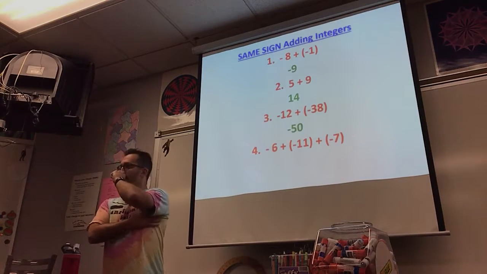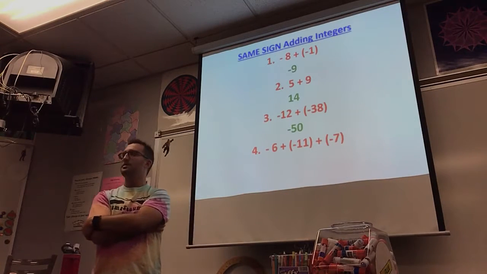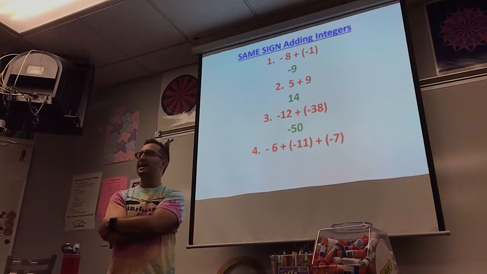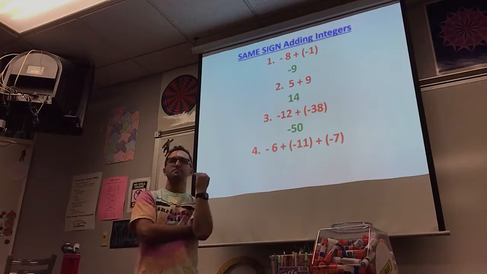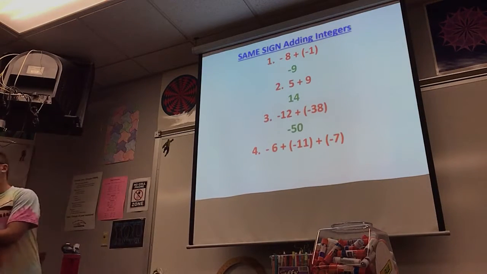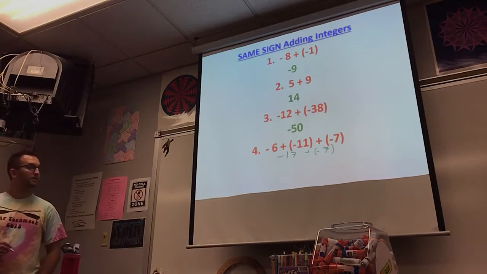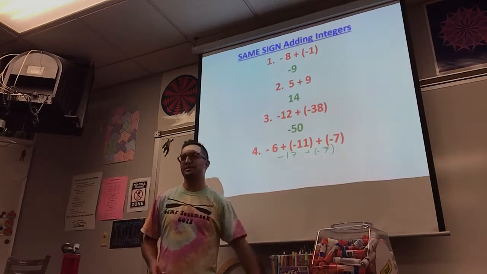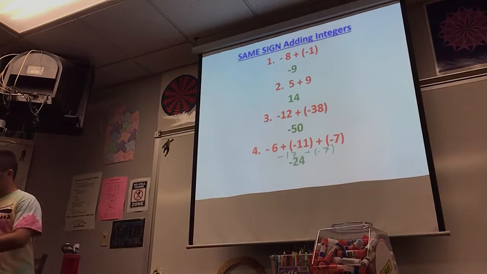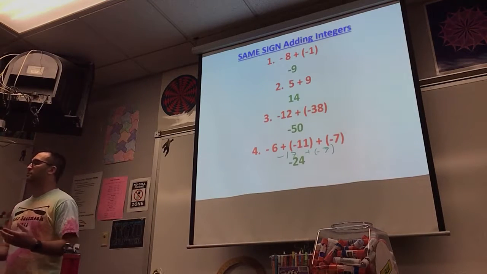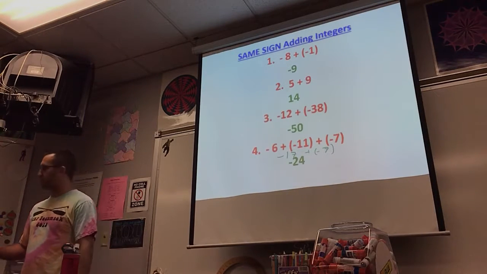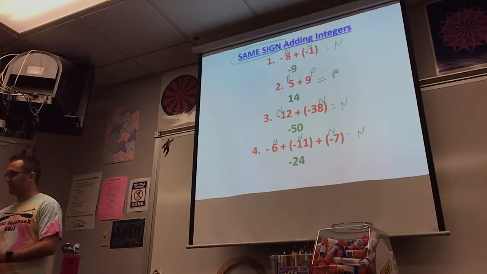PEMDAS tells us that addition and subtraction is the last step, but what people often forget is that you have to add or subtract from left to right. Okay? So you have to add or subtract from left to right. So -6 plus -7, what team are they on? They're both negative, so it'd be negative 17. And then negative 17 and negative 7, negative 24, you add and keep the sign. Okay? So same sign, pretty easy. It's no different really than what you've done in the past, right? No different than what you've done in all of elementary school with adding.